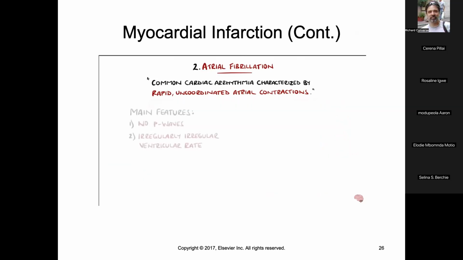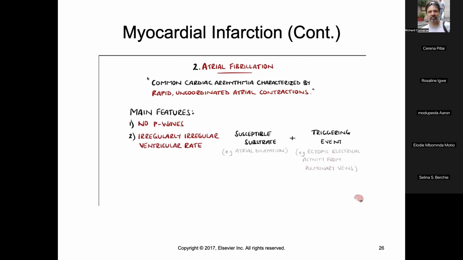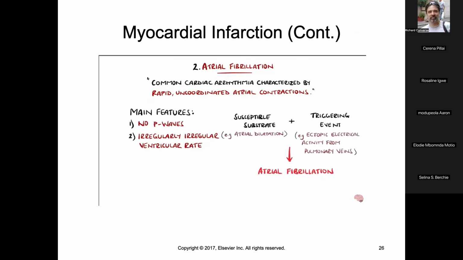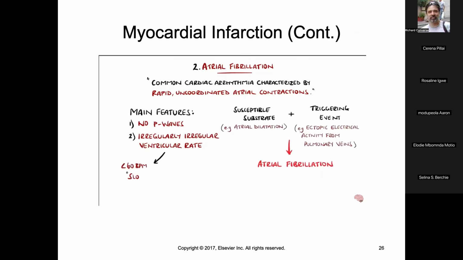Generally, it occurs as a result of a substrate that will maintain the arrhythmia, such as dilatation of the atria, and a triggering event, such as electrical activity arising from another atrial location. Most commonly, this is in the region of the pulmonary veins. Rates above 100 beats per minute are known as atrial fibrillation with rapid ventricular response, while those under 60 beats per minute are atrial fibrillation with slow ventricular response.